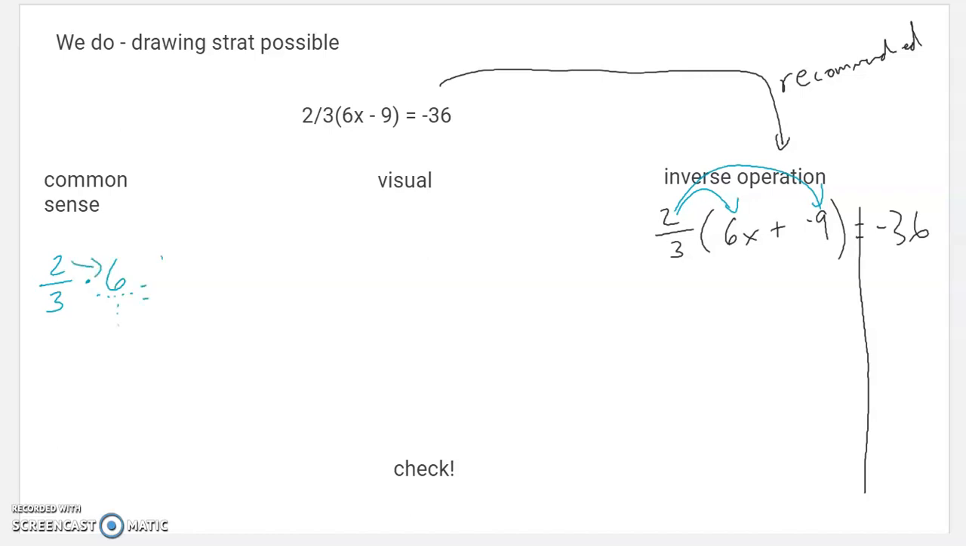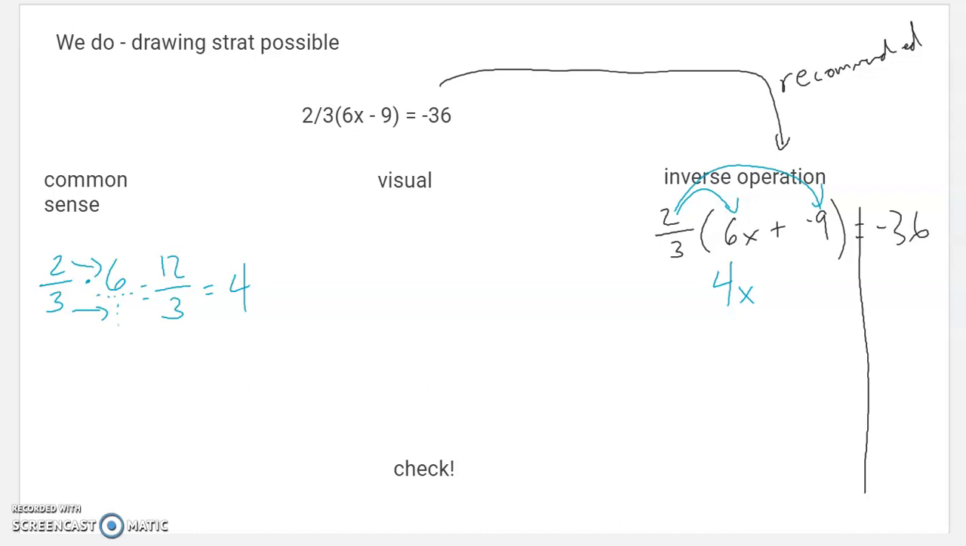2 times 6 is 12. 3 times 1 is 3. And 12/3, 3/3 is 1, 6/3 is 2, 9/3 is 3, 12/3 is 4. So 2/3 times 6x is just 4x. Again, I chose them on purpose to where we'd get a whole number here after the multiplying. That won't always be the case, but that will allow me to draw it, and that's why I picked those.